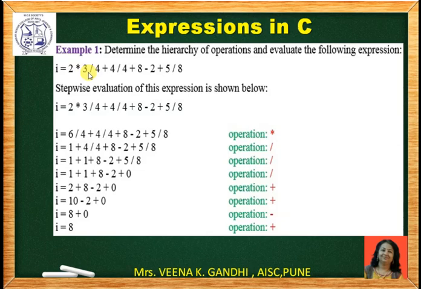So first we will perform the multiplication operation. So 2 into 3 will be 6. After that we will perform the division operation. So 6 divided by 4, both are integers, so we will get integer division.